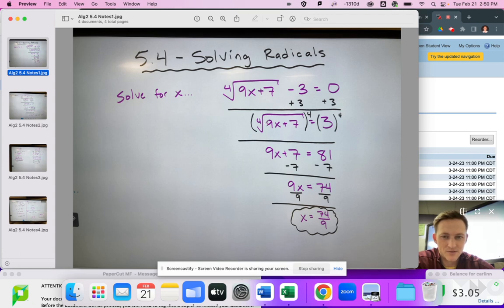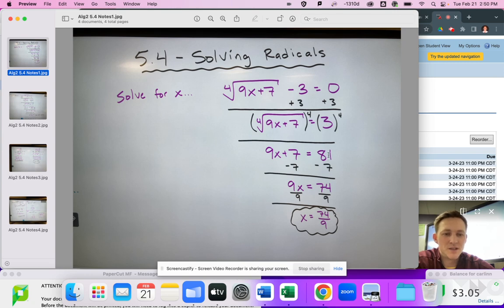So to cancel the fourth root, we're going to take the exponent of 4, but we have to do it to both sides here. So as you can see down here, the fourth root and the fourth exponent canceled. So whatever was inside is left over, that 9x plus 7. And then on your calculator, just take 3 to the power of 4, and we get 81.